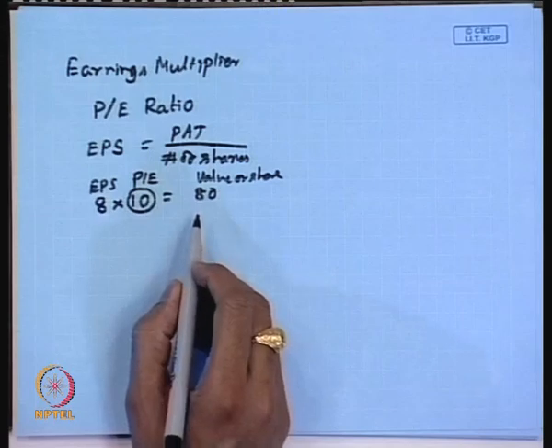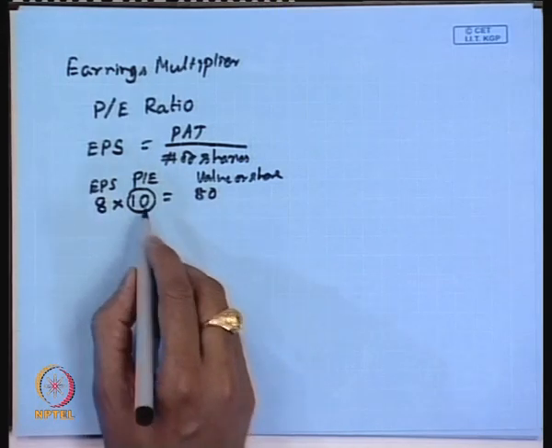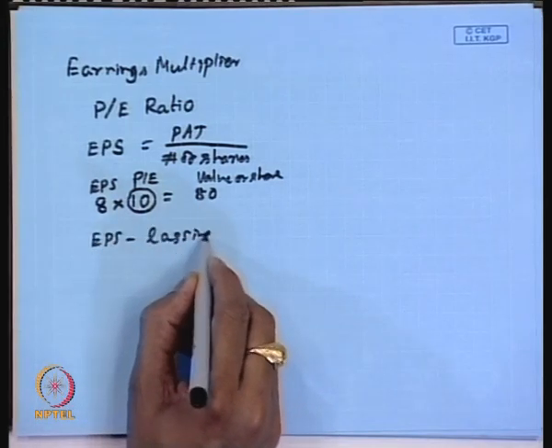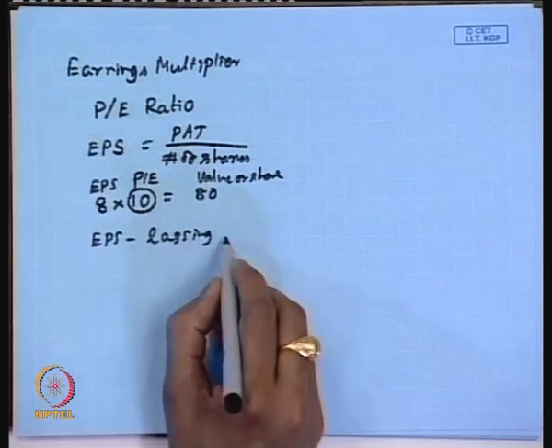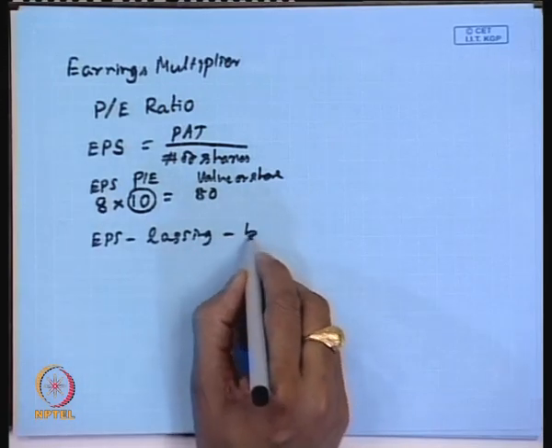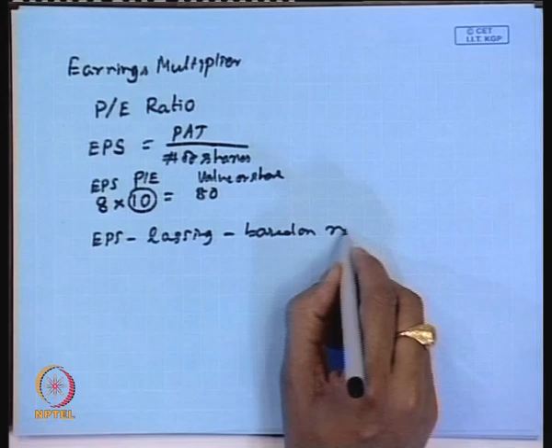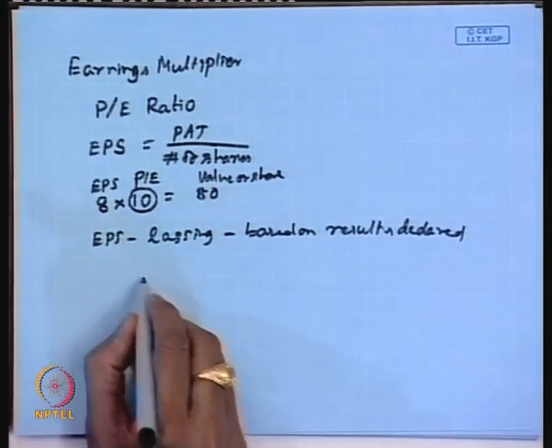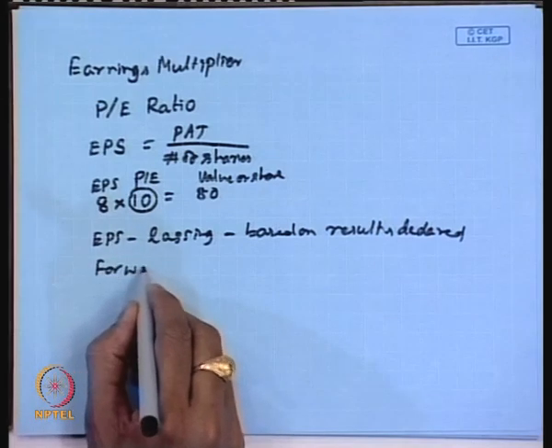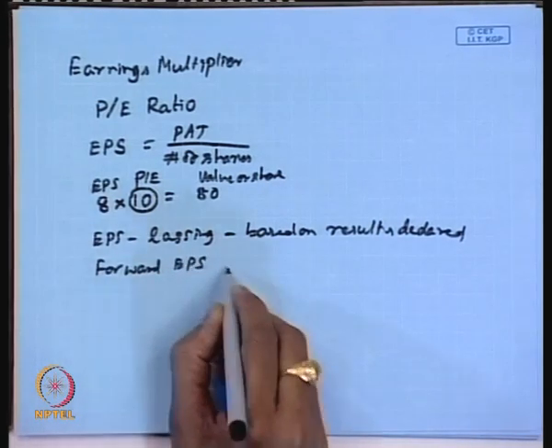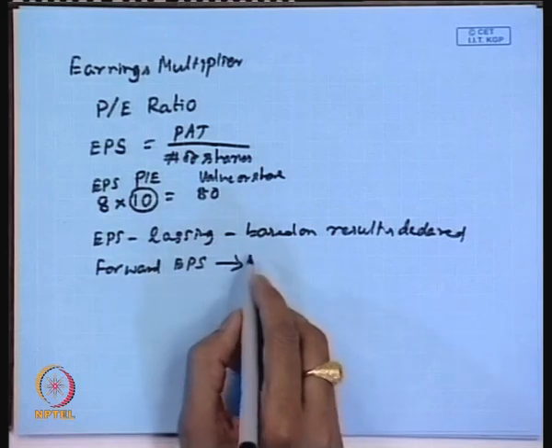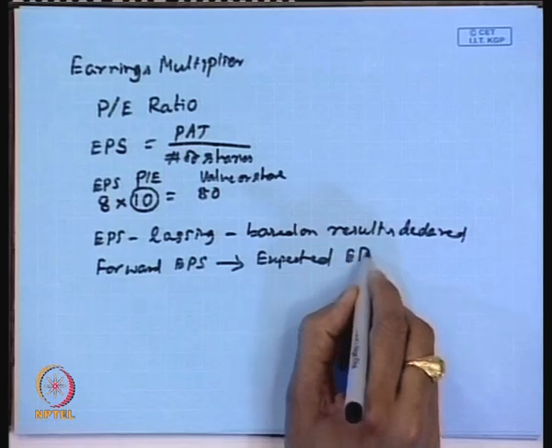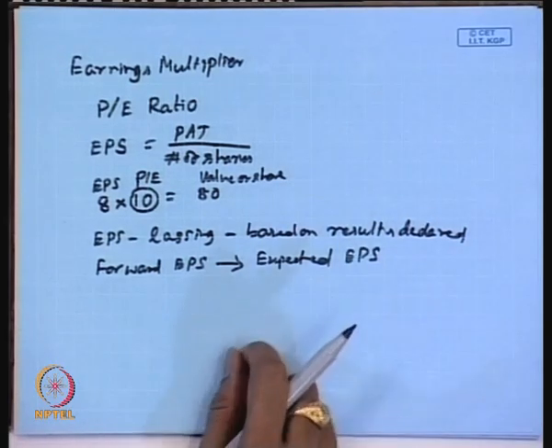Now, the point here is that this EPS can be the lagging EPS, that is the earnings per share which is already declared based on the results declared already, and another can be forward EPS. Forward EPS is now more prominent, which is nothing but the expected earnings per share in the next quarter or next year for that matter.